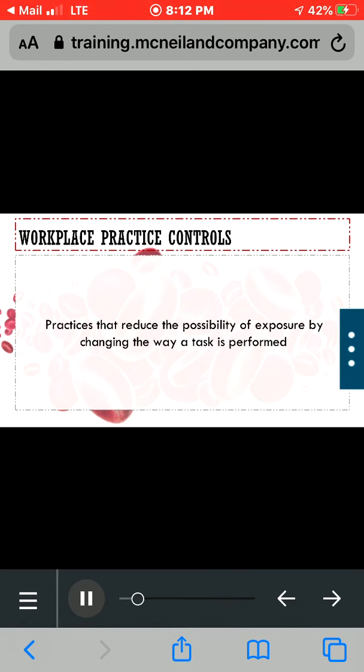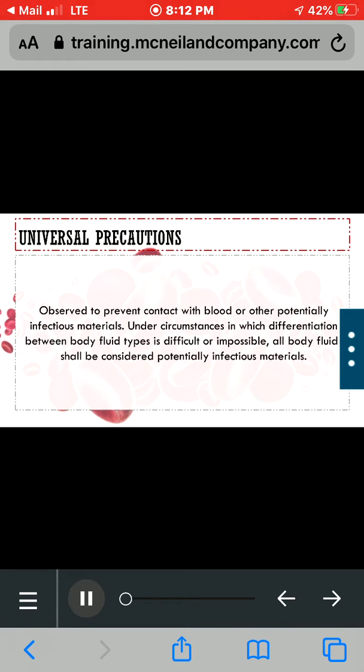Workplace practice controls are practices that reduce the possibility of exposure by changing the way a task is performed. These changes are commonly the steps that an employee takes when completing a task. A must-have workplace practice is the use of universal precautions. Universal precautions are an employee behavior that is observed to prevent contact with blood or OPIM. Under circumstances in which differentiation between body fluid types is difficult or impossible, the employee will treat all body fluids as potentially infectious and will use proper precautions and safety to ensure that no contact is made with the fluid.